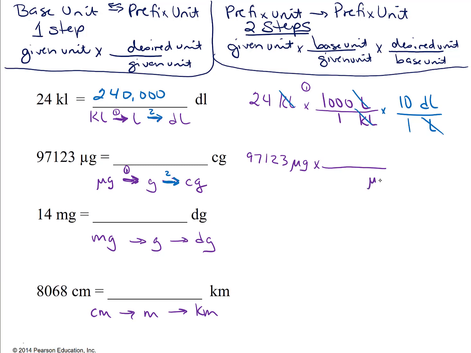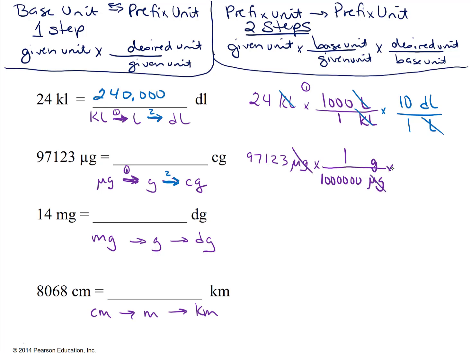So micro on the bottom, grams on the top, the first one. Micro means 1,000,000. You have to put a 1 with 6 zeros. So anytime you have micro, a million goes in front of it. It takes a million micro to make 1 base unit.